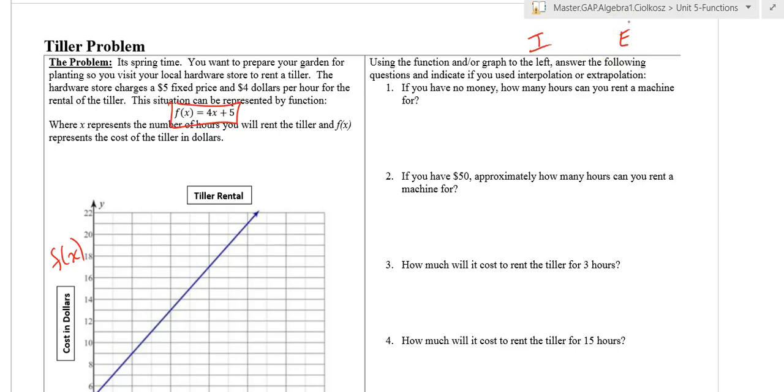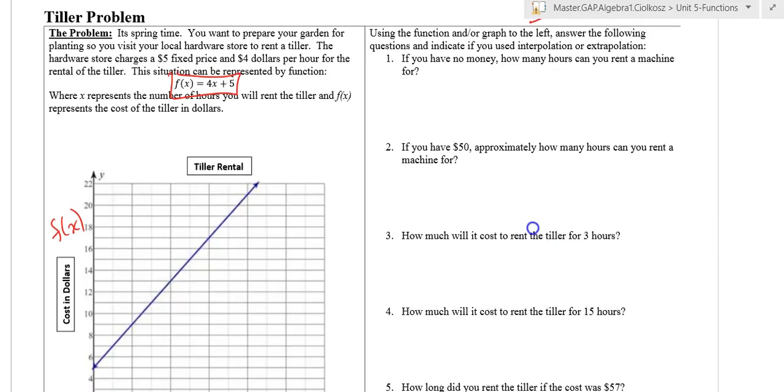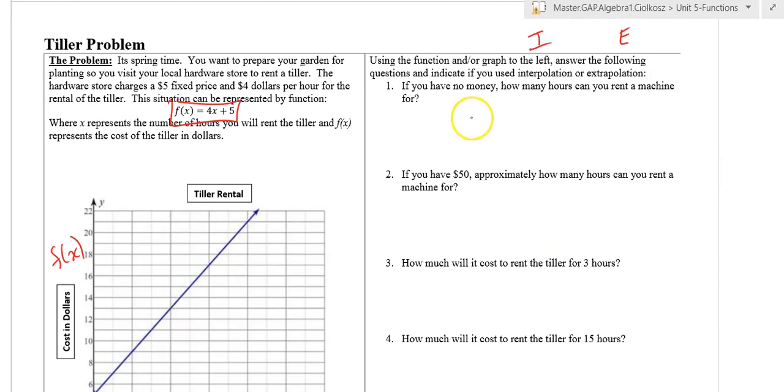If you have no money, how many hours can you rent a machine? If I have no money, no dollars, so that's here. Looks like I can't rent a machine at all, does it? Right, because when you have no money, you aren't getting a machine. None. Or not at all.